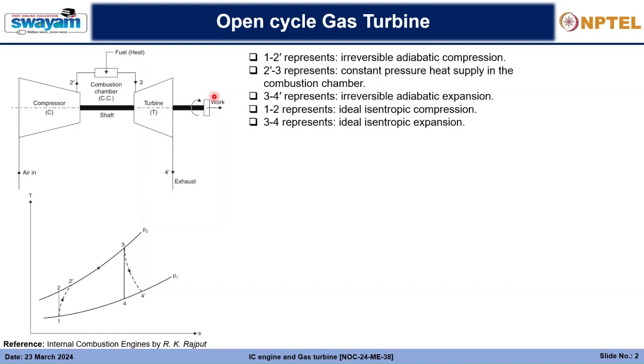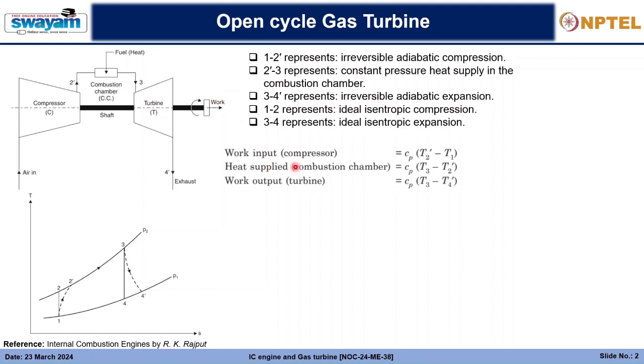So these are the processes which I've already spoken about, and the work input to the compressor, that is Cp into T2 dash minus T1. So not T2 minus T1, but Cp T2 dash minus T1. And the heat supply to the combustion chamber, that is Cp into T3 minus T2 dash. And the work output from the turbine, that is Cp into T3 minus T4 dash. Then we can calculate the net thermal efficiency, that is net work output divided by heat supplied.